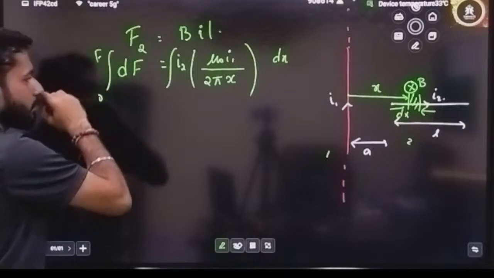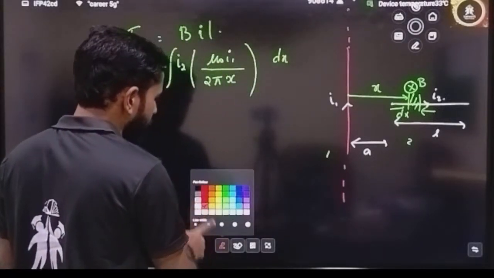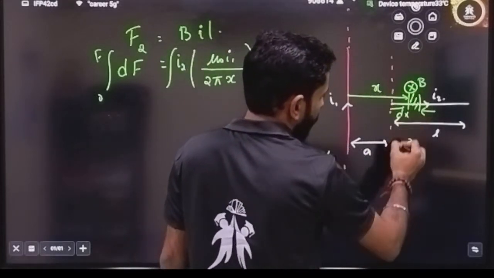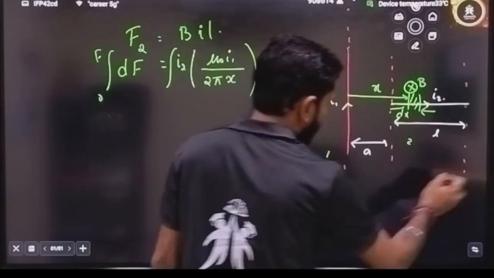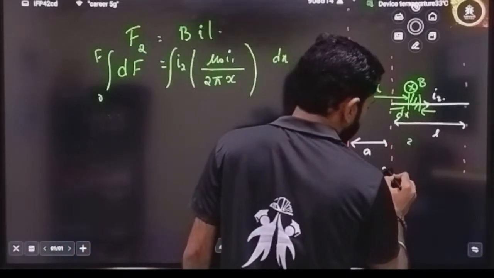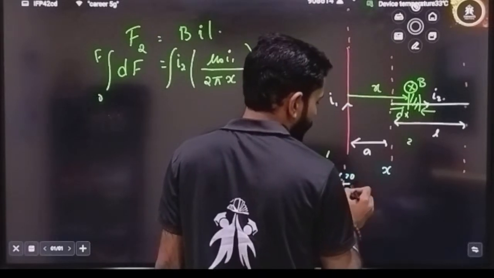Integration from 0 to f. Now tell me, from where to where do you actually want to integrate this equation? I will say you want to integrate this complete wire. What is the position of x here? Can you say x is equal to 0?